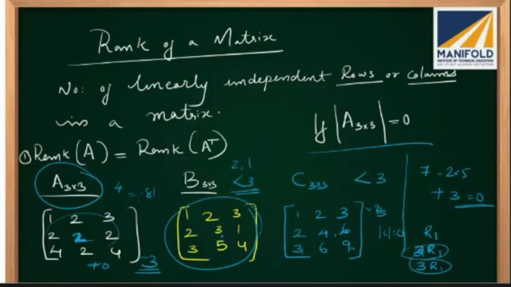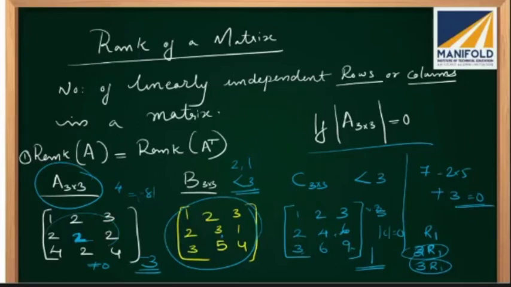So what will be the rank of this particular matrix? This matrix will have a rank of 1. Why? Because it has got only one linearly independent row. Other rows are linear combinations of the first row. First row into 2 gives you the second row. First row into 3 gives you the third row.